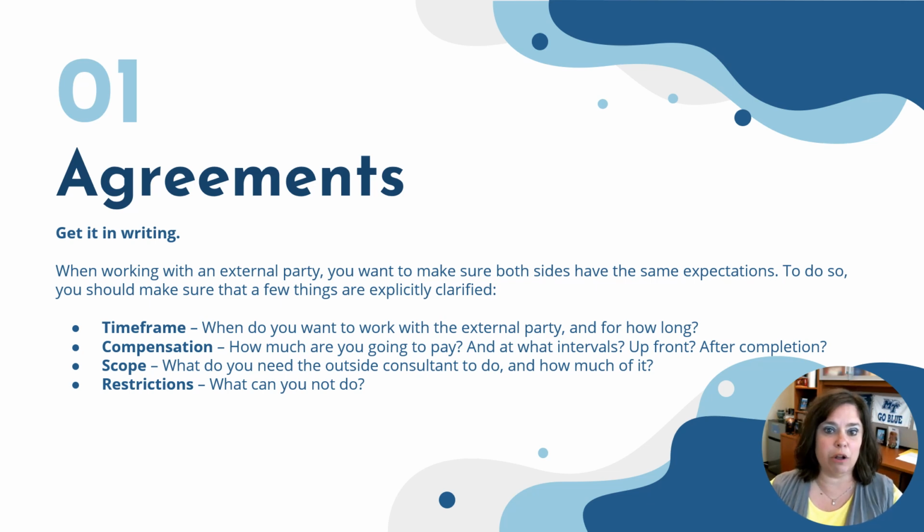Is it something that's going to be all up front? Are you going to pay them once a month? What is that going to look like? The scope. What exactly is it that you want that student organization outside consultant to do? And how much of it do you want them to do? And then lastly, any restrictions that you might have that you want that outside consultant to be aware of. Make sure you get it in writing. That's only going to help you in the long run and give you something that you can point back to in the event things are not going the way that you all thought that they should.